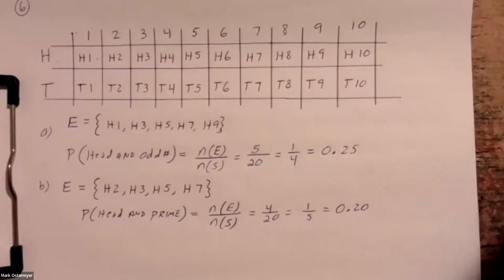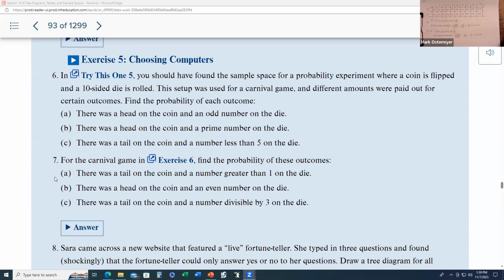All right, I'm using this same sample space, the same table. I want you now to add on to that classwork by doing number 7, A, B, and C. Let's do this one now. Just add this as part of your classwork.